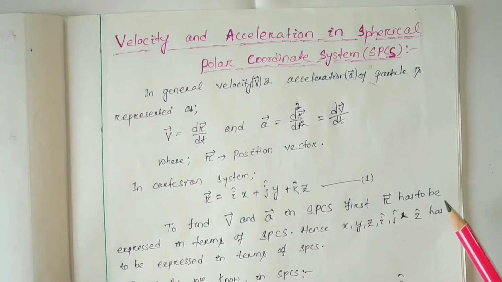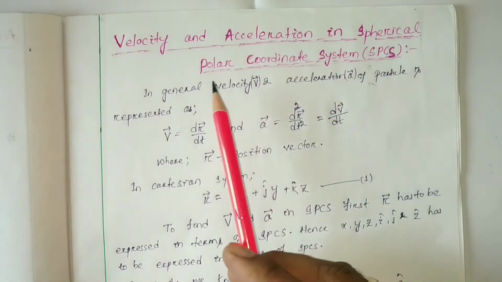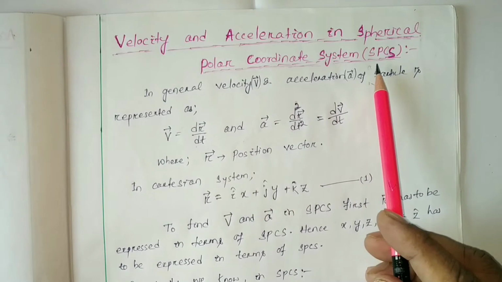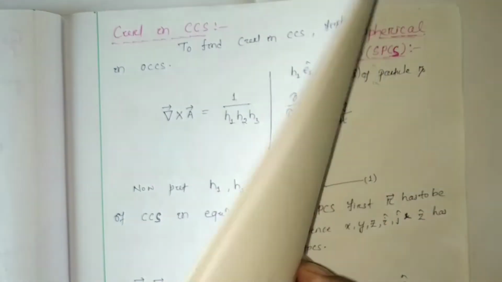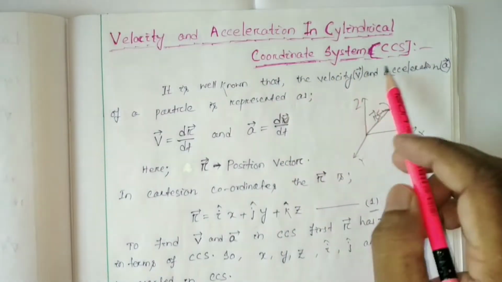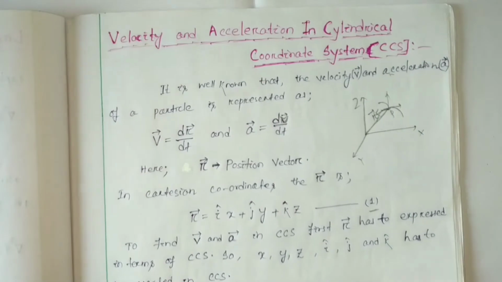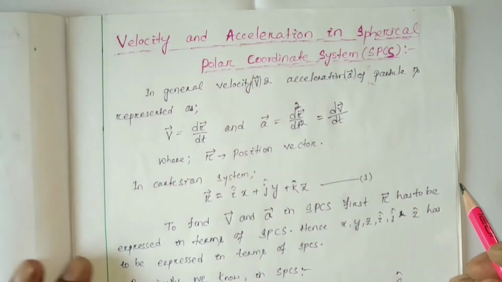In this class, we are going to discuss velocity and acceleration in the spherical polar coordinate system, in short SPCS. In our last class, we discussed velocity and acceleration in the cylindrical coordinate system in detail. So let's start today's class.